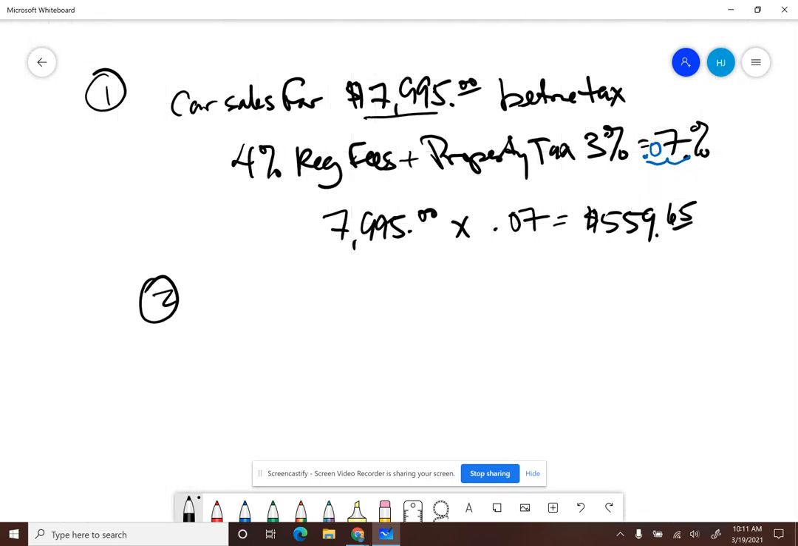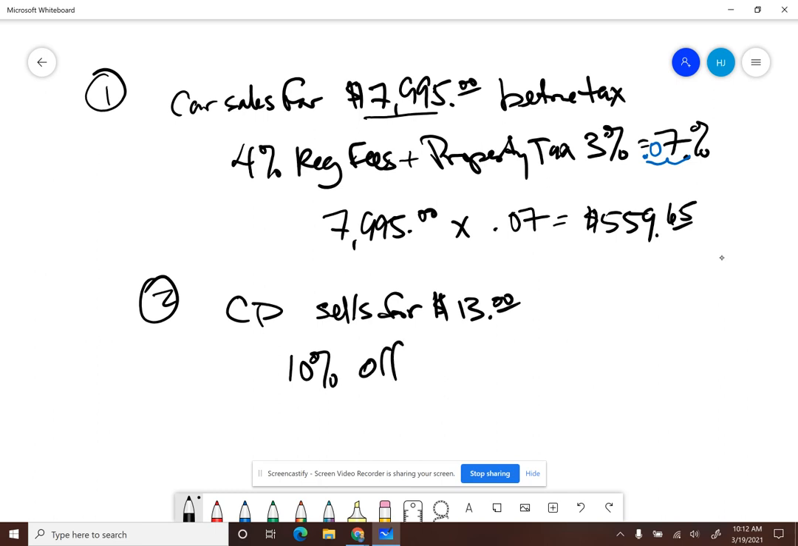All right, let's look at one maybe a little bit more difficult. So number 2, let's say that a CD, I know we don't really use CDs very much anymore. A CD sells for $13, but today and today only, that CD is 10% off. Yet at the same time, I have a sales tax, and believe me, there is sales tax on everything. That is 6%. By the way, Kentucky sales tax is 6%. So now the question is, what is my total price for that CD?